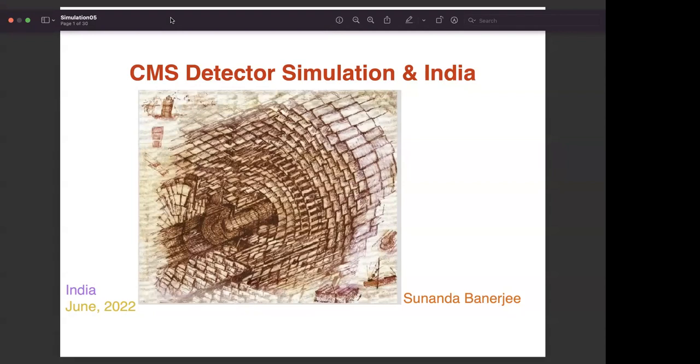I took the liberty of changing the title of my talk. I'm not talking about Indian contribution to CMS. I basically try to talk about CMS detector simulation and where India fits in there. So it is a little bit more than just the Indian participation in the CMS simulation.